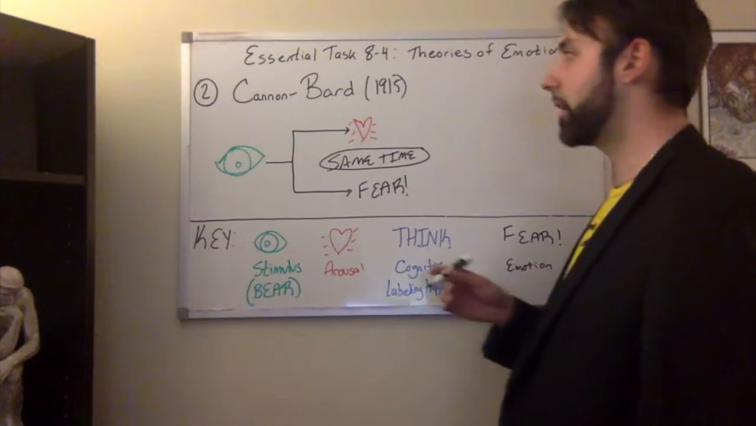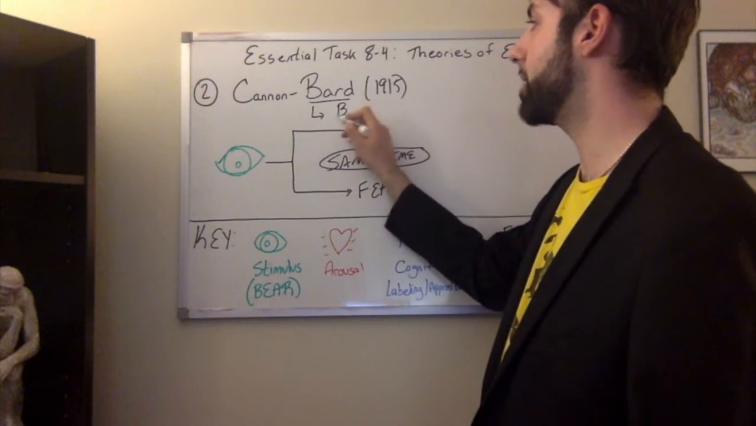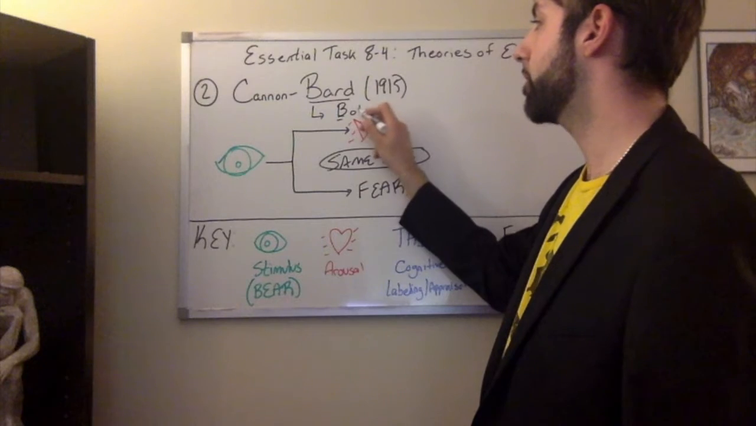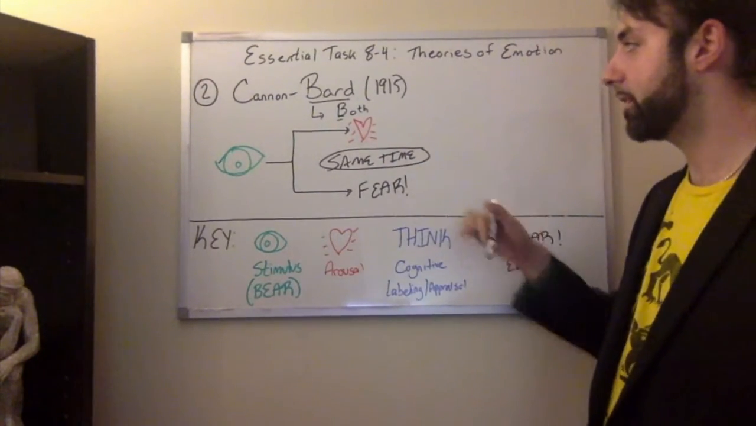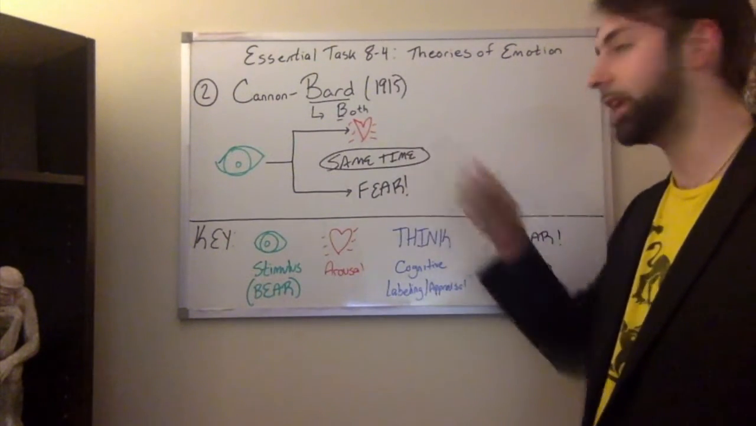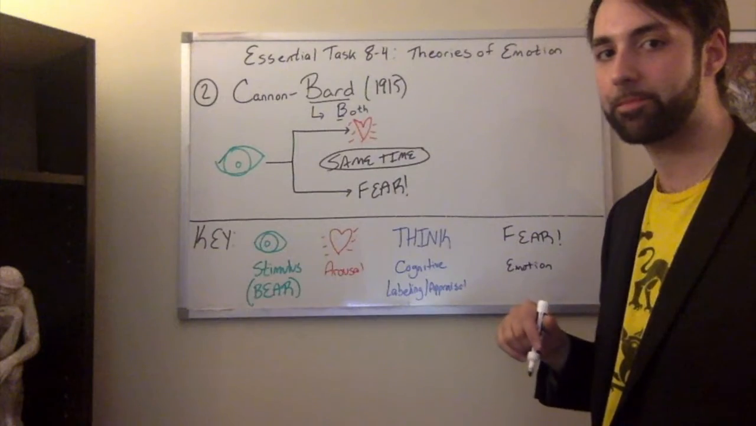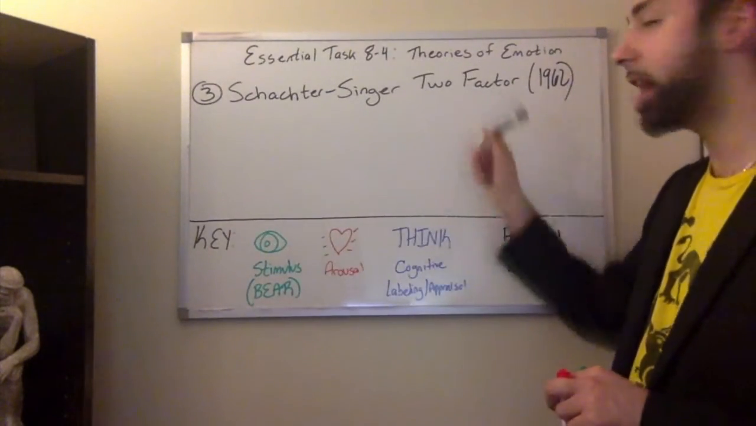As a mnemonic, it's not the greatest mnemonic, but when I look at the word Bard, it's 4 letters long, and it begins with the letter B, and it reminds me of the word both, another 4-letter word. I use that as a mnemonic because I think to myself, both happen at the same exact time. Heart and fear, or heart and happiness, happen at the exact same time. The third theory is what we call the Schachter-Singer two-factor theory.